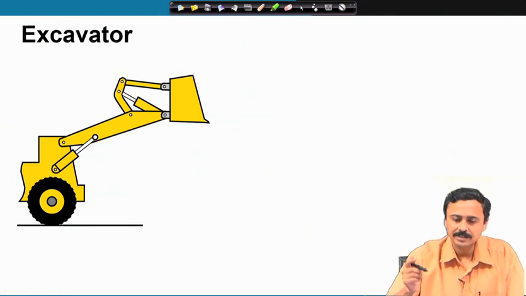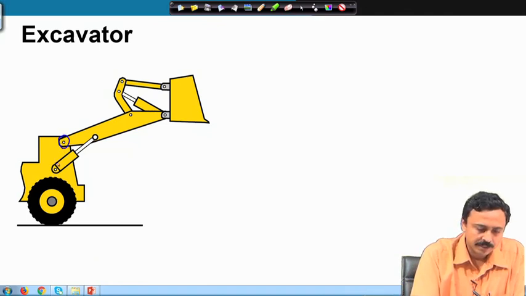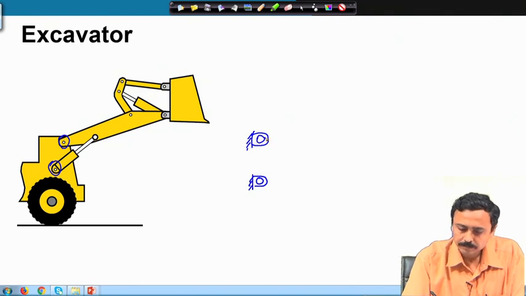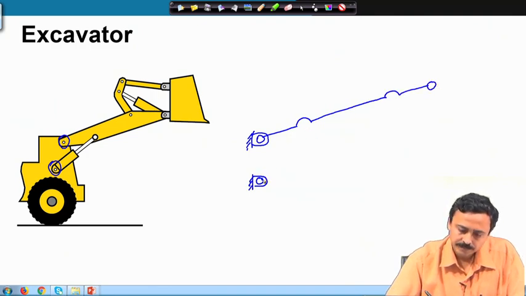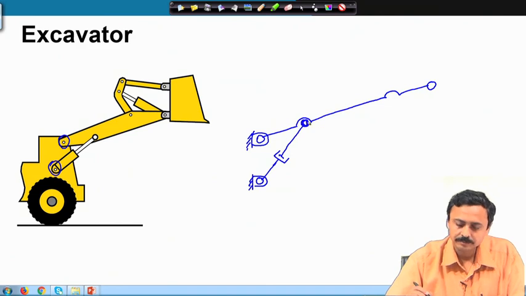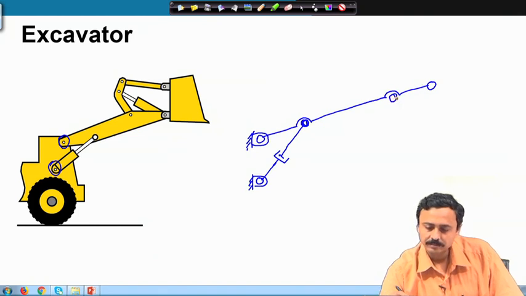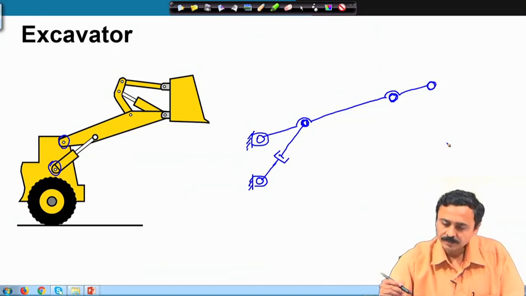Let us look at this excavator. We will consider these two as the ground hinges. This is one big link here. We have an actuator connected to this link. This link, as you can see, has four kinematic pairs, it carries four kinematic pairs. So, this is a quaternary link.